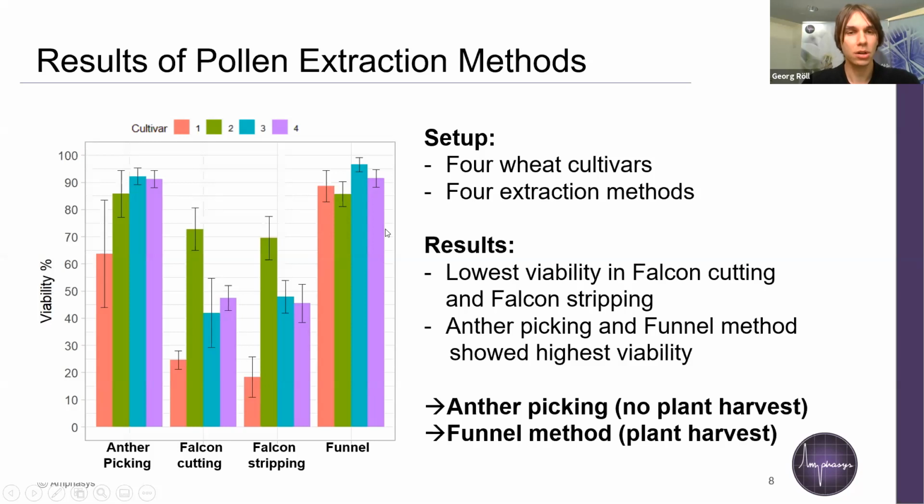And what we can conclude from that is, if you can harvest the plant, then we really prefer the funnel method because it has lower error bars compared to the anther picking method. But that's not always possible. If you want to use the plant material later on for crossings or whatever, then you can also perform the anther picking method. But as I told you, if you can harvest it, then I would recommend the funnel method because you get an average across the whole spike.